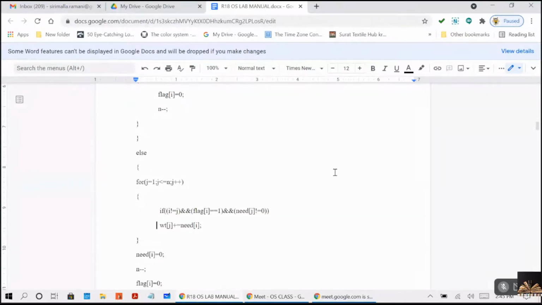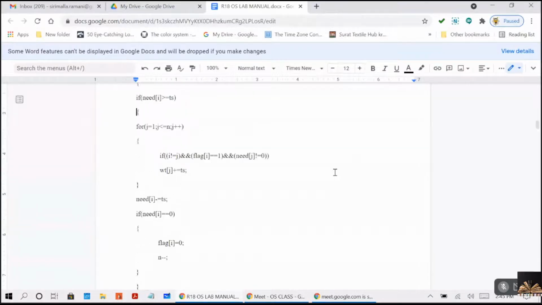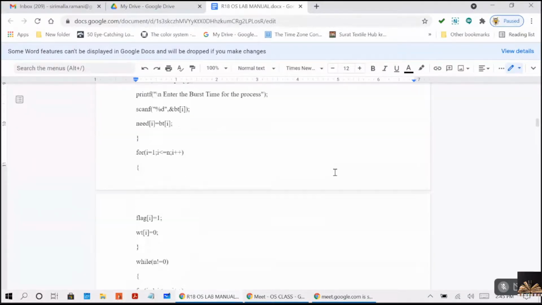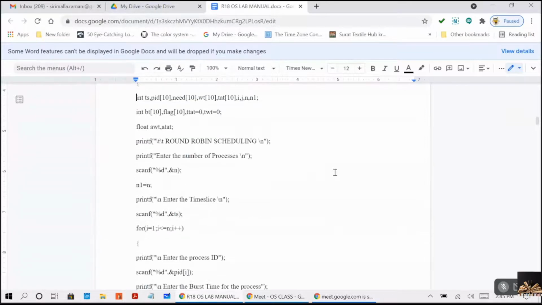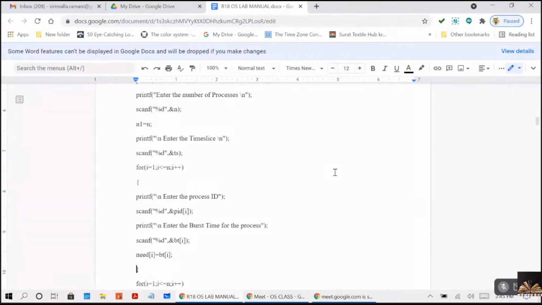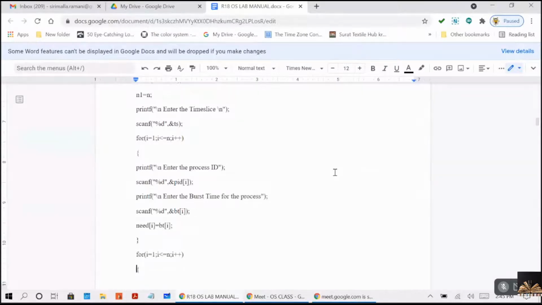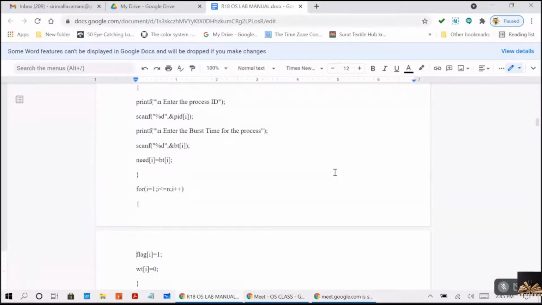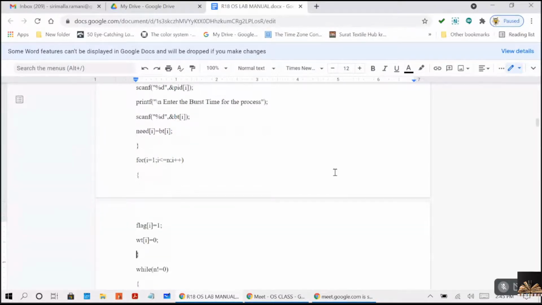Yeah. See, if you can see here, initially what I'm doing, this part you understood, no? Till here, in the round robin, first take the number of jobs, then enter the time slice, then based on the number of jobs, enter the process ID for it, right? And then enter the burst time for each job. And what I told you, need is used to store the remaining burst time for the job, right? So initially the remaining burst time of a job will be equal to the burst time only. Why? Because it didn't get the chance yet, right?